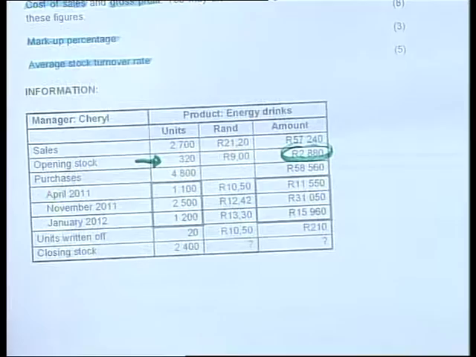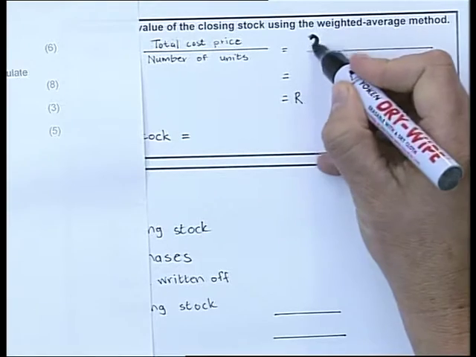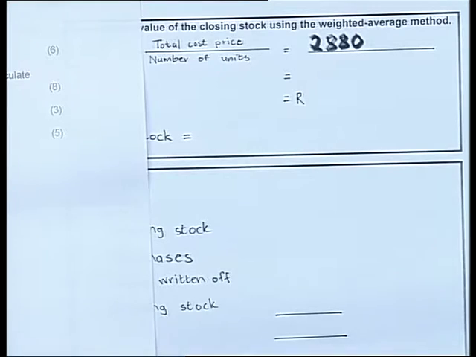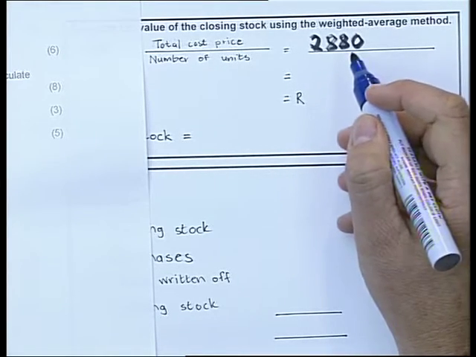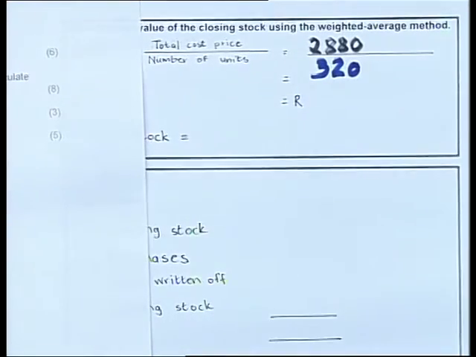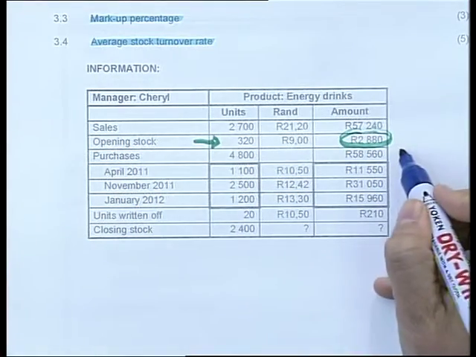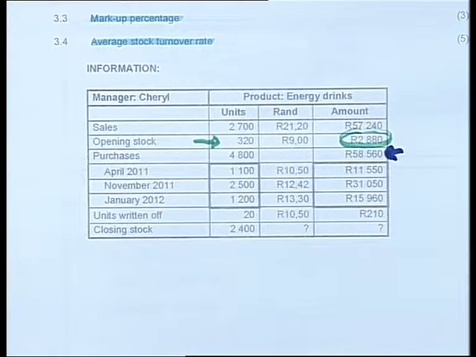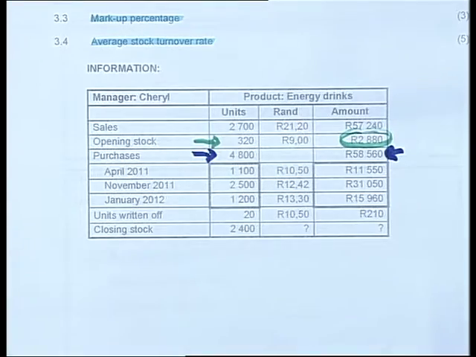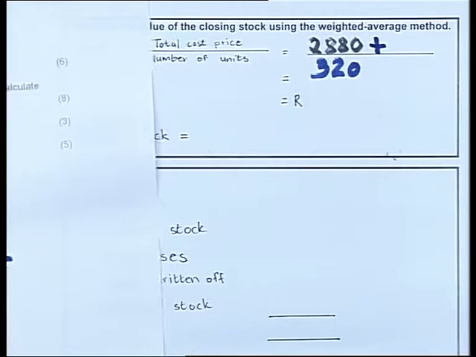So on our answer sheet, we will now say total cost for the opening stock 2880. Let's use this pen rather. How many units is that? That is 320 units. Okay. Now, how many purchases took place during the year? 58560. How many units is that? 4,800 units. Okay, so we're going to add that. So we're going to say opening stock plus all the purchases.